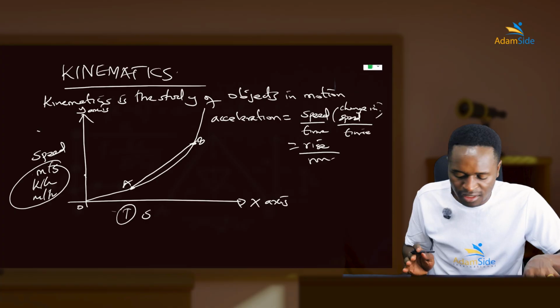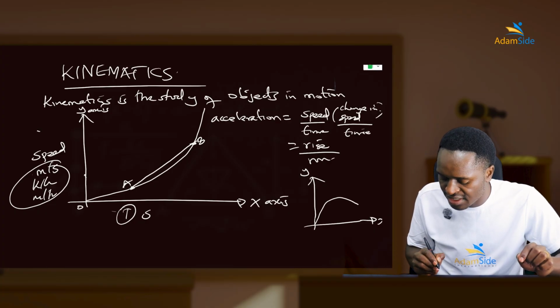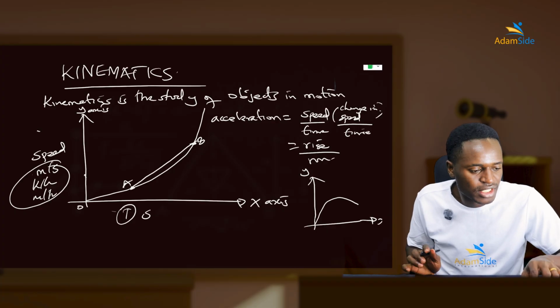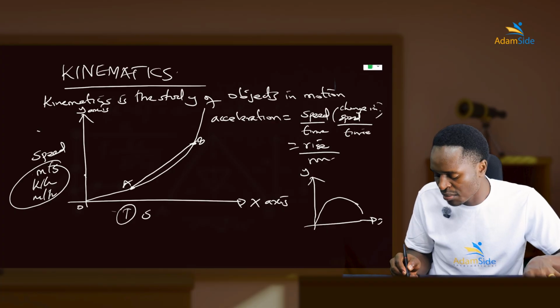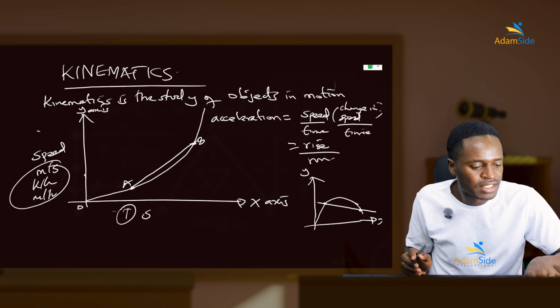And then you have the same graph, x-axis and y-axis, and you have something like this. This represents deceleration. You can see, if you are talking about this point here and a point here, it's a negative gradient. Whenever it's a negative gradient, it is deceleration.